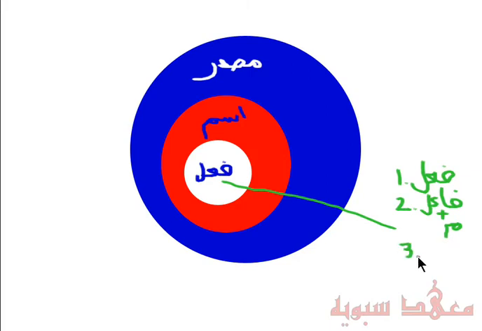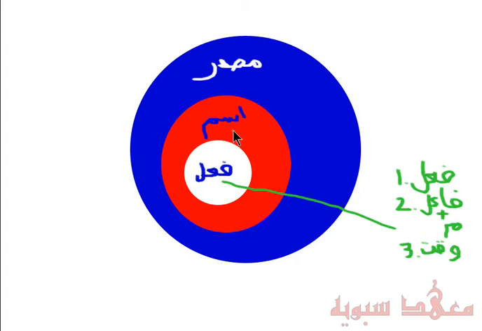Thirdly, we have the time, al-waqt, the actual time of the actual action. So we have all these meanings with the fi'l. So we have an occurrence of the action by somebody at a particular time.